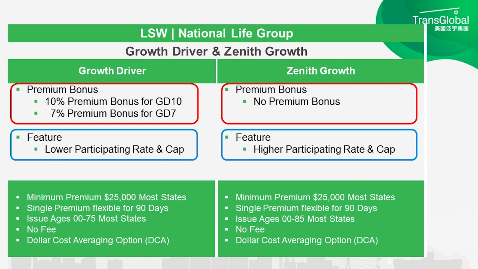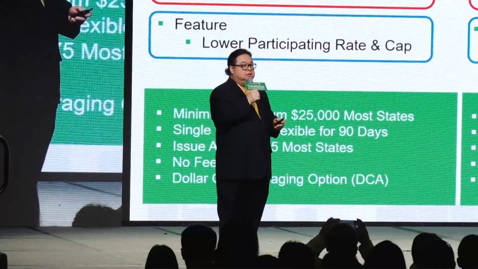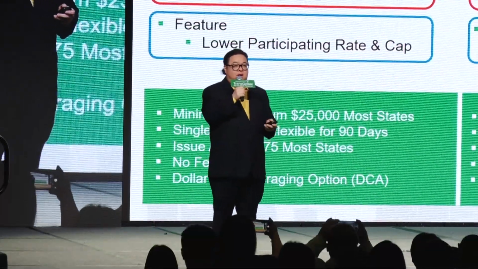And the Zenith Growth does not have premium bonus. The one with premium bonus has higher payout, higher participation rate. The one without bonus has lower participation rate. That's it. That's the only difference between those two products.